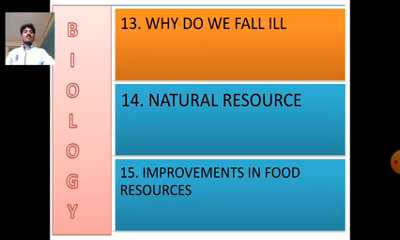Next one is natural resources. In this chapter, we learn what natural resources are, for example air, and how to control air pollution. Next, water and how to control water pollution.